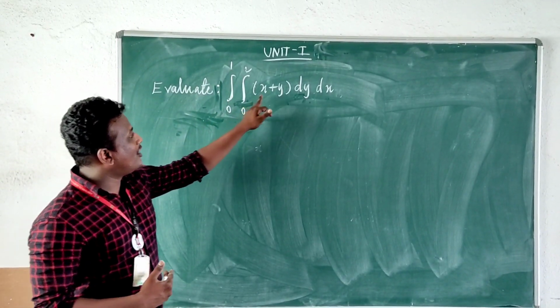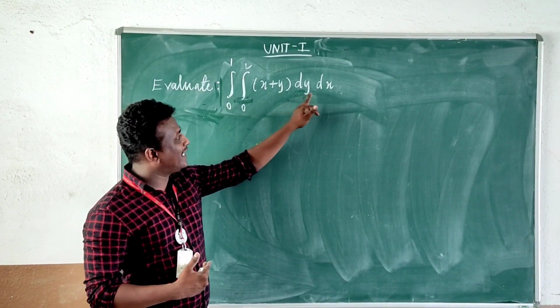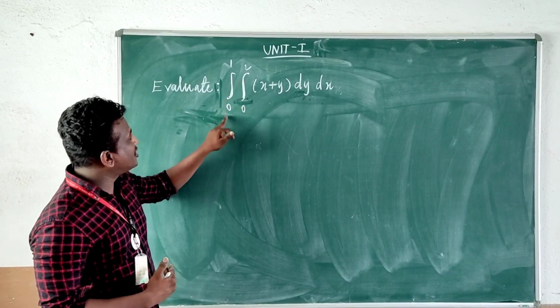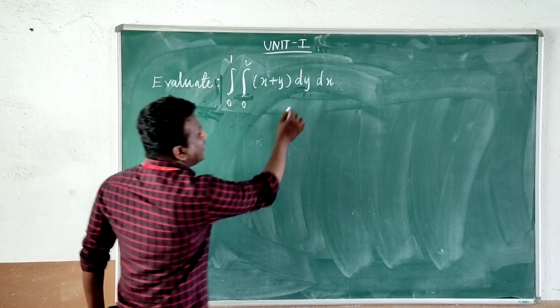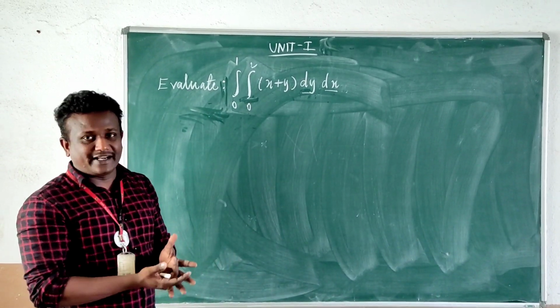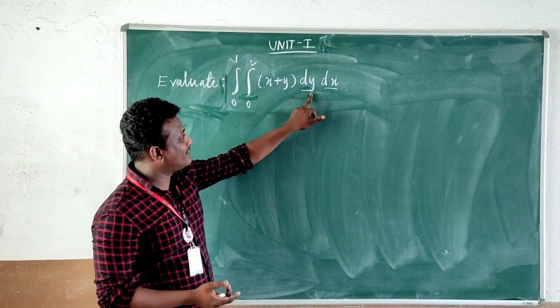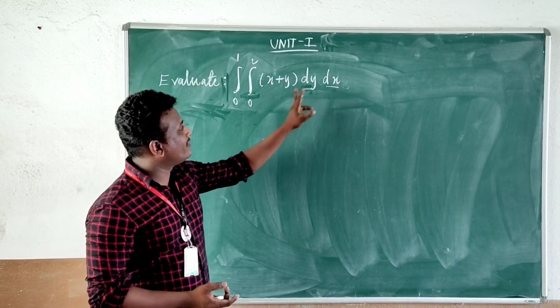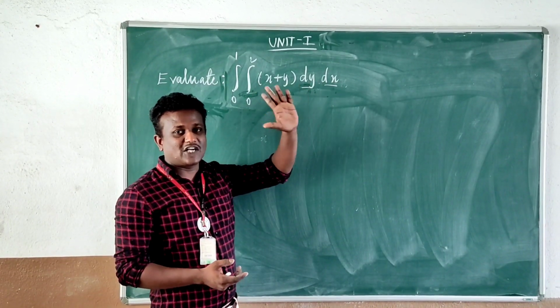I will read the problem first, then I will explain how to solve it. Double integral of x plus y into dy dx. Here we have two limits, 0 to 2 and 0 to 1. First dy and then dx. This is the order with respect to which you are going to integrate. First we integrate with respect to dy, then that answer should be integrated with respect to dx. That is the concept.